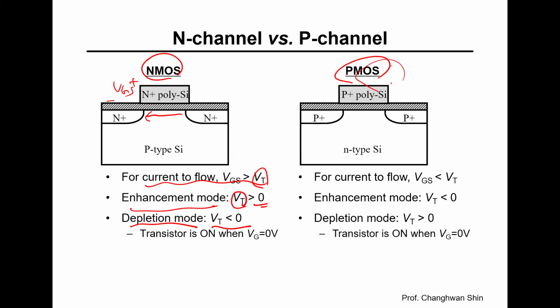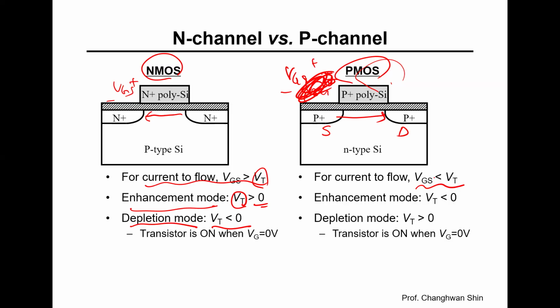So P-channel devices, PMOS, operate with opposite polarities. So current flows, say this is source and drain. So current flows when we go from source to gate. So VGS, say, in order to avoid any misunderstanding. So when VGS is less than the threshold voltage, then the current flows.